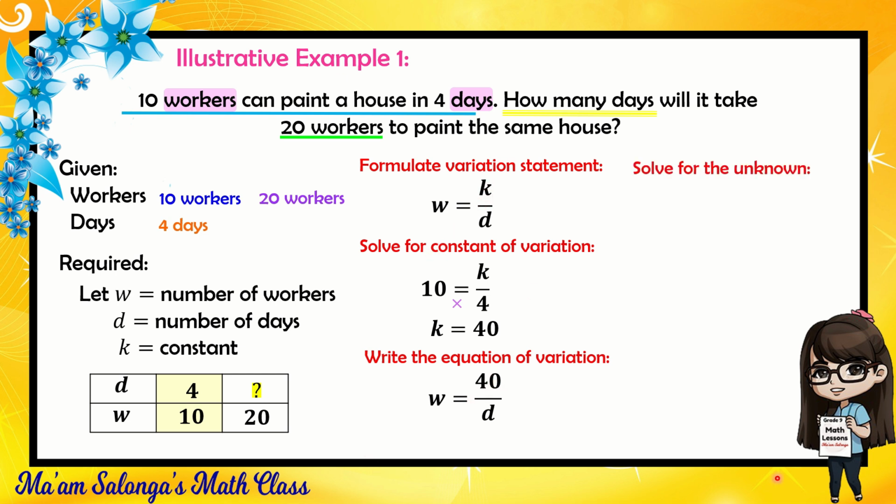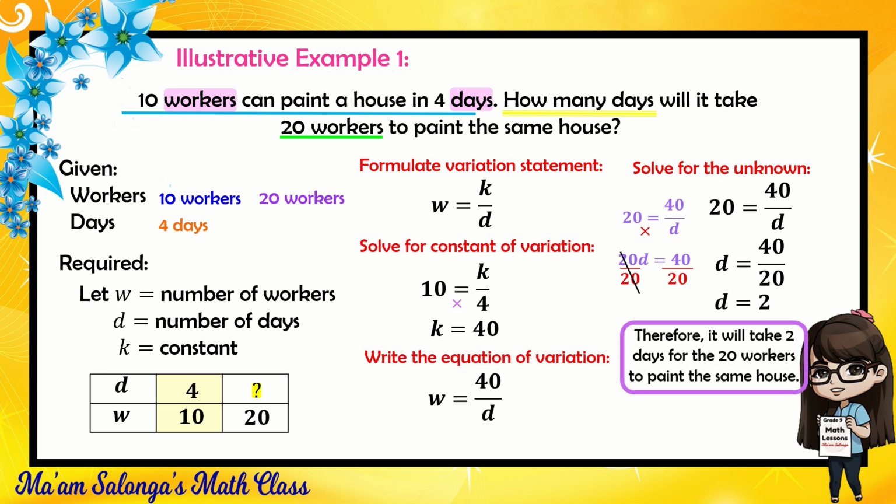Then let's solve for the unknown. The unknown is the number of days. From the equation of variation, ito yung unknown yung nasa ilalim natin. So we have 20 equals 40 over D. If we multiply 20 and D, that is 20D equals 40. Then divide both sides by 20, we have D equals 40 over 20. And 40 over 20, we have 2. So therefore, it will take 2 days for the 20 workers to paint the same house.